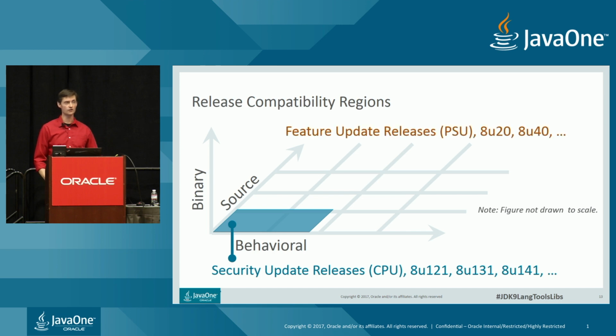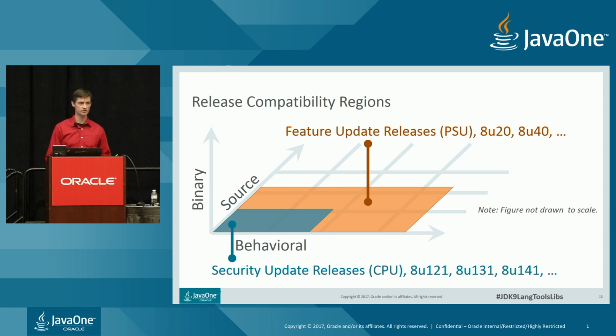If we have a larger release, such as the update releases like 8U20 and 8U40, those are much larger, so they have more room for behavioral change and more opportunity to make source changes. However, in both of these cases, there's no room for binary incompatible changes. We don't want to break people on an update release because we want people to use those update releases as soon as they come out.